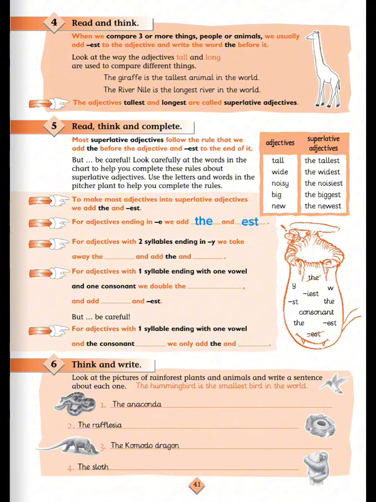For adjectives with two syllables ending in y, we take away the y and add the and iest. For adjectives with one syllable ending with one vowel and one consonant, we double the consonant and add the and est. But be careful. For adjectives with one syllable ending with one vowel and the consonant w, we only add the and est.